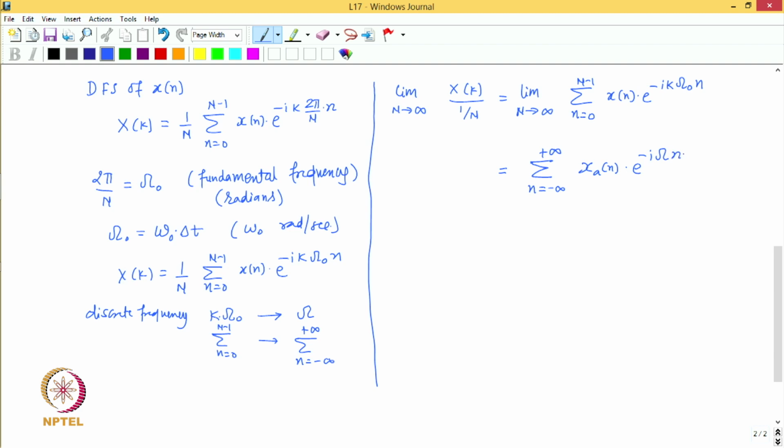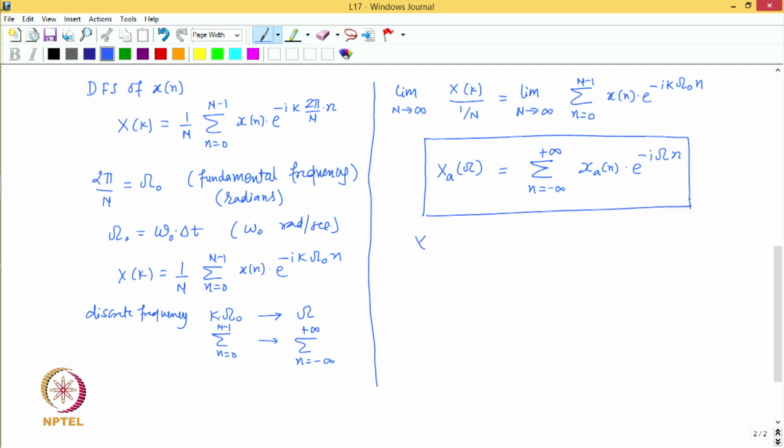So, we see that this right hand side now has become a continuous function of frequency omega, okay, and therefore, the left hand side we can symbolically represent as some function which depends on the continuous variable omega. So, let us represent this by x, and this is nothing but x a, and this is omega. So, here therefore, this is the expression we get, right.